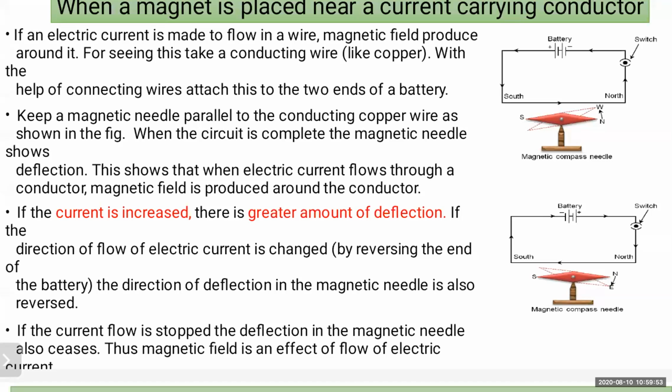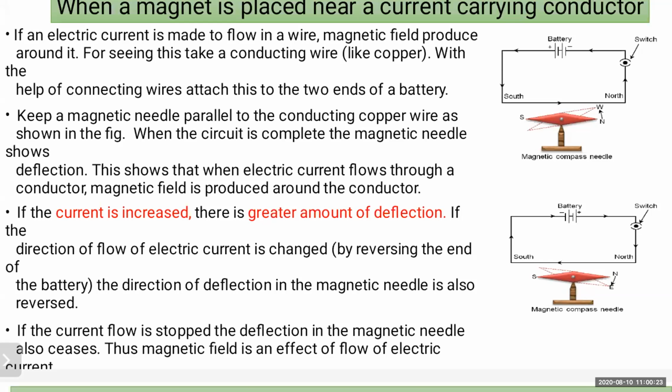Okay, so when the current is stopped, the deflection of the magnetic needle will also stop. And if we increase the current, a greater amount of deflection is there. So this is called the magnetic effect. When the wire carries electric current, it behaves like a magnet.